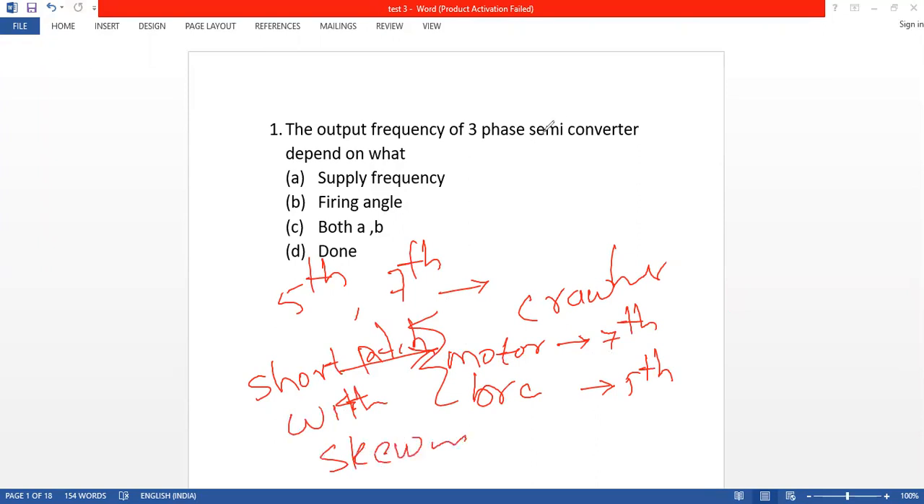Okay, and you know the coil span. The coil span is around 150 degrees. It will eliminate 90% of the fifth and seventh harmonic. These points you must keep in mind.